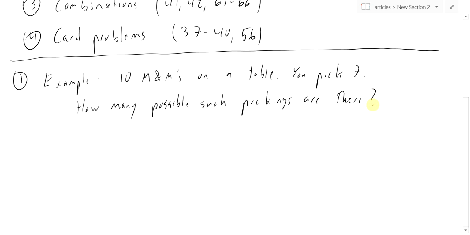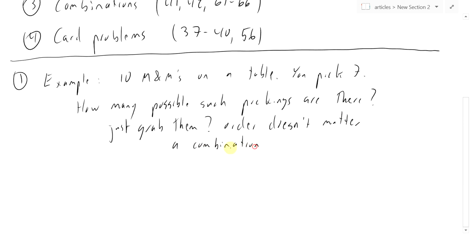And there's really 2 answers to this. The one is, do you just grab them? What that means is order doesn't matter. You just pick all 7 of them all at once. And this would be called a combination. So imagine a bowl of M&Ms, and you stick in your hand and you grab a bunch. And you open your hand and you have 7 M&Ms. If you just grab them, the order doesn't matter, that's called a combination.